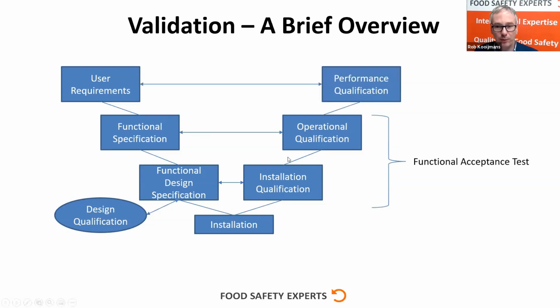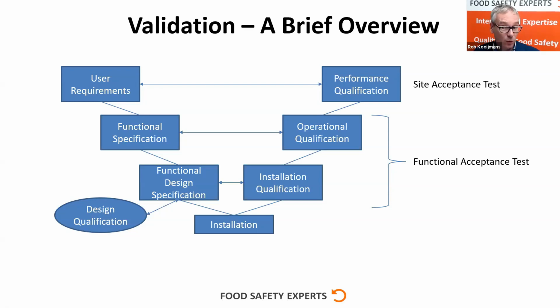And as a last step, you look at the performance. Does the process or the activity, the equipment really perform in the way that you set out for before? And that's then quite often referred to as the site acceptance test. This is at least a high-level model. It doesn't show you all the details on how to do validation.